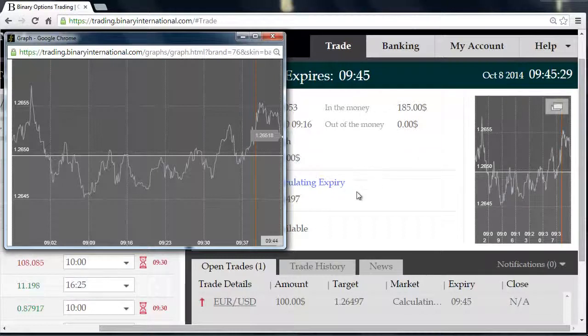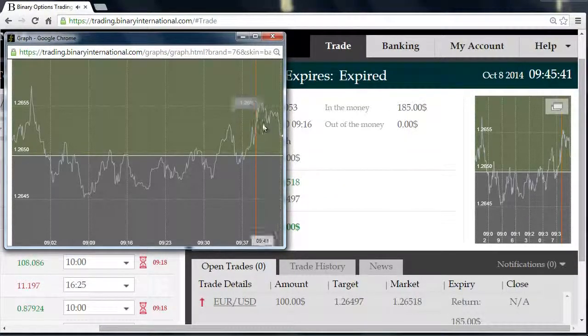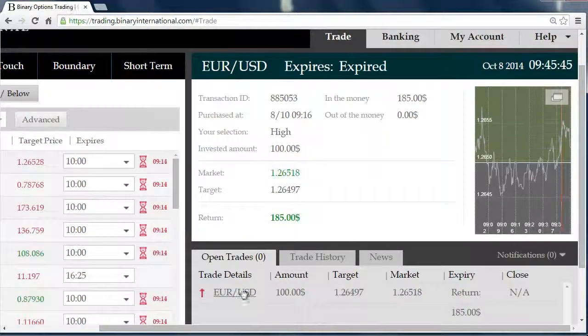Once that is done, we will have an $85 net profit on a gross profit of $185 on a $100 investment for this trade that's expired on a 30-minute session here at 9:45 a.m. GMT. So the trade has now expired. There's your $185 gross return.